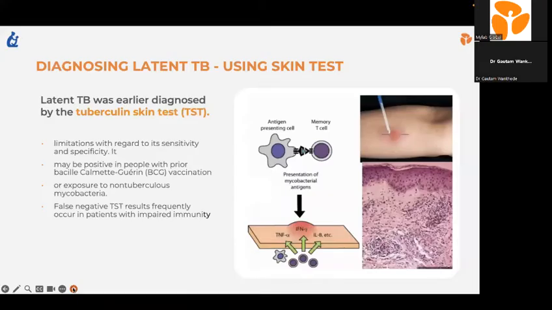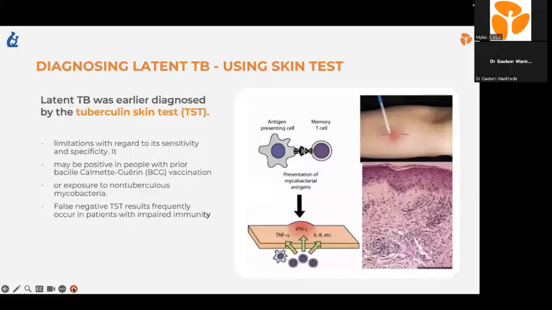Now, classically, one way of identifying cases with latent tuberculosis was to do the TST, the tuberculin skin test, wherein we inject purified protein derivative intradermally and look for a delayed hypersensitivity reaction, which means that we're trying to see if the T lymphocytes of that person release a certain kind of cytokine in the skin when such a person is exposed to mycobacterium protein. So this was the classical way of carrying out the latent TB test.